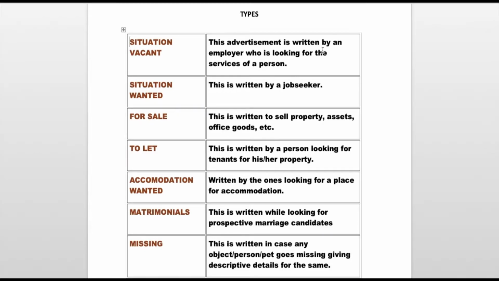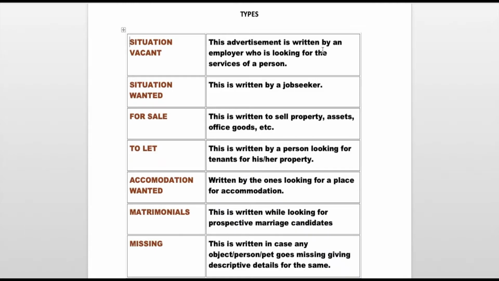So the main difference between situation vacant and situation wanted is that situation vacant is put up by the employer, and situation wanted is put up by someone who is looking for a job, not someone who is looking to hire some services. The next one is for sale.